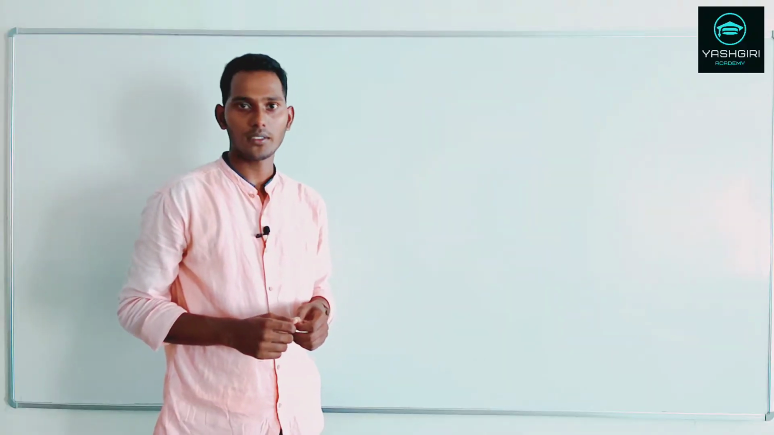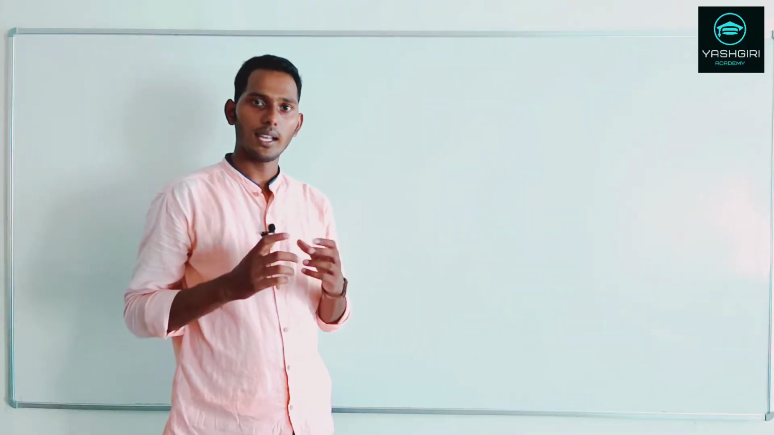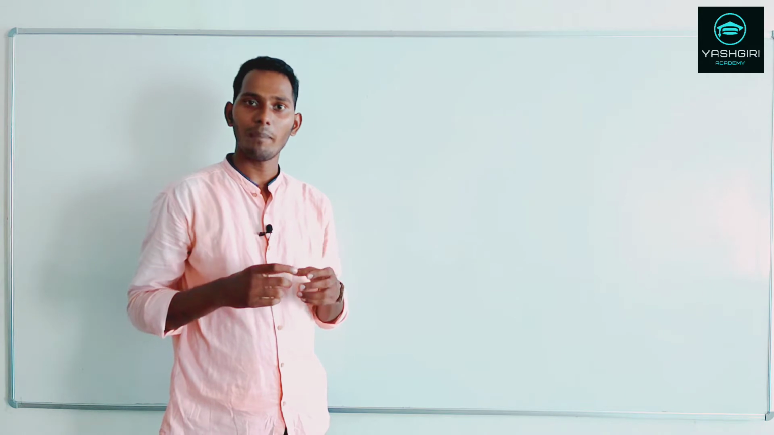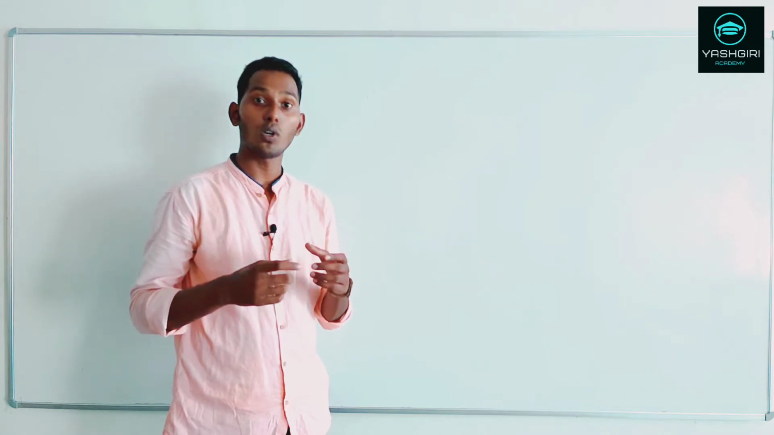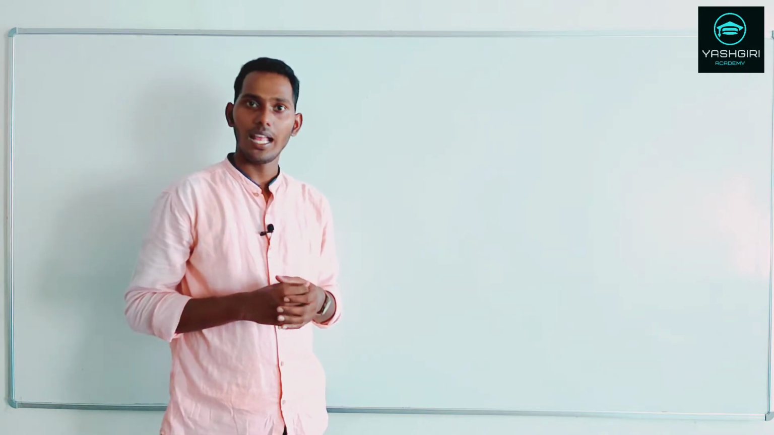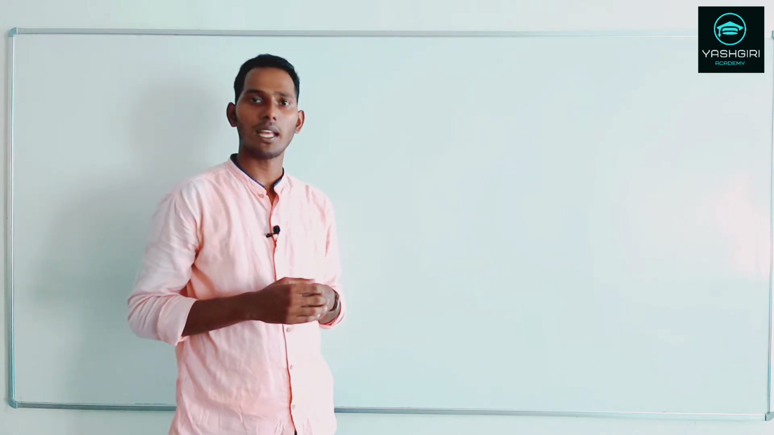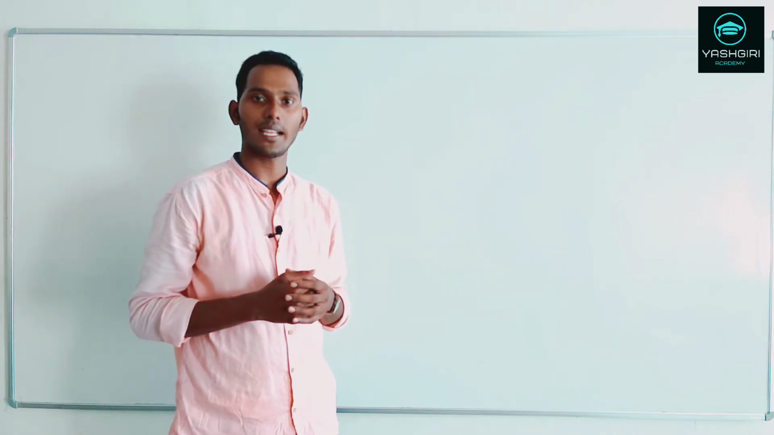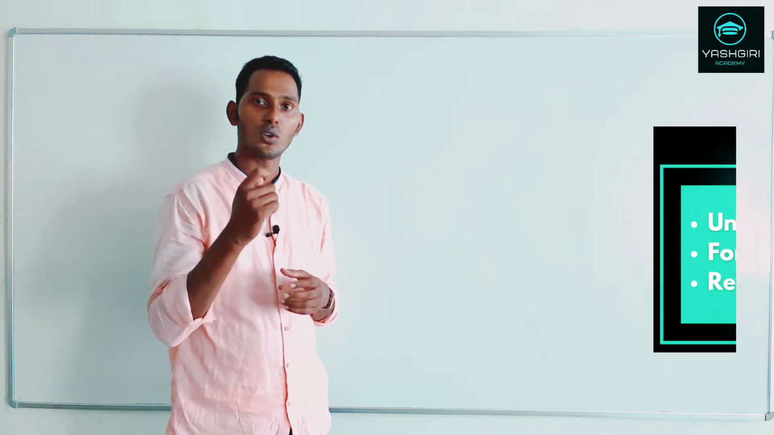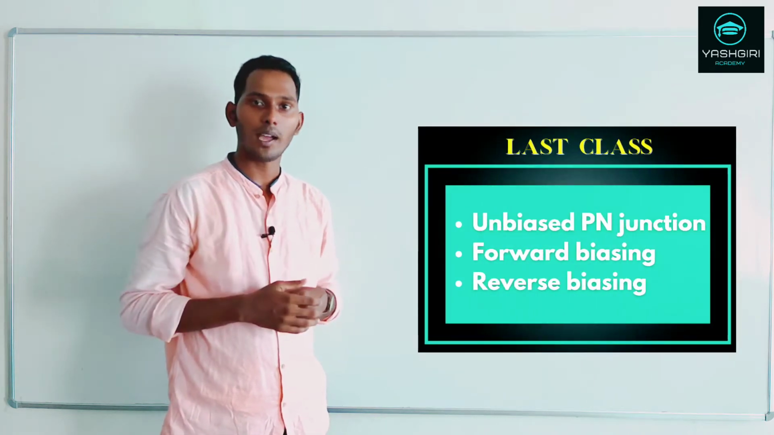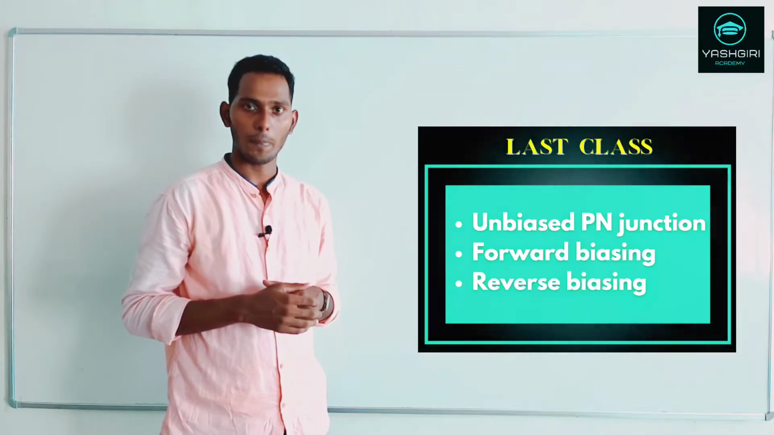Hi, welcome back to the class. Now, in the last class, we tried to form a p-n junction on a single pure semiconducting crystal. And then we connected the same crystal to an external DC power supply with the two different modes of connection. That is, we saw the forward biasing and the reverse biasing of a p-n junction diode.